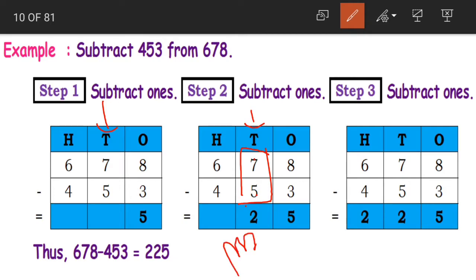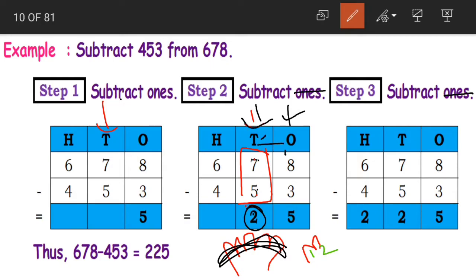So again, what to do? Open 7 fingers and then close 5. Yes, all the 5 fingers closed. How many fingers are we left with? 1 and 2. What will be our answer? 7 minus 5 is equal to 2. Yes, the first step was to subtract the ones, that we have completed, and then we moved on to the next place value, which is our tens place. So we subtracted the tens.